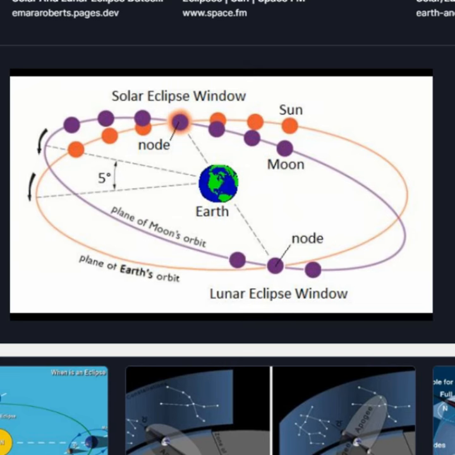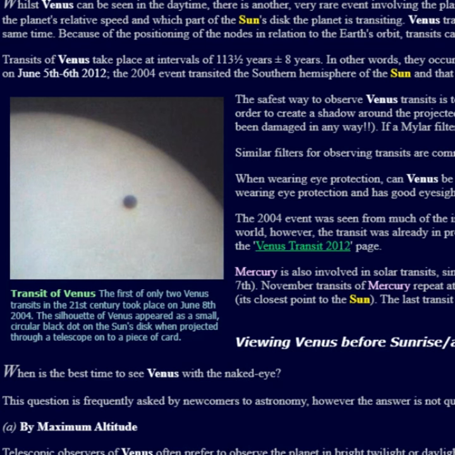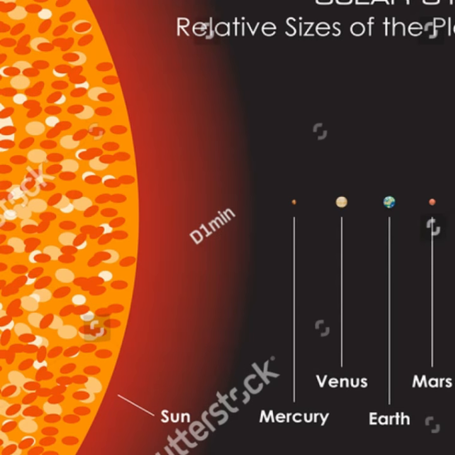Those intersections are called the nodes. So Venus does the same, and it last occurred in the year 2004. But that Venus was so small as it crossed implies the traditional relative size cosmology where Earth and Venus are absolutely tiny compared to the sun.